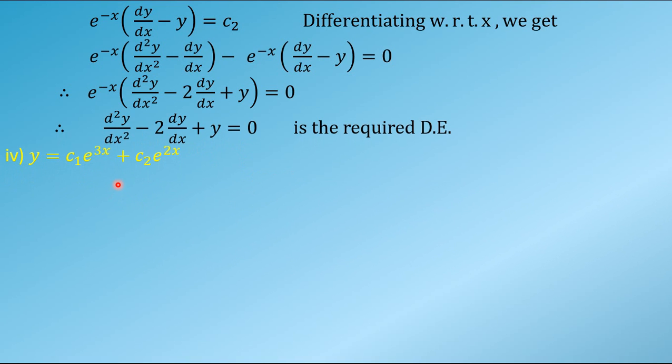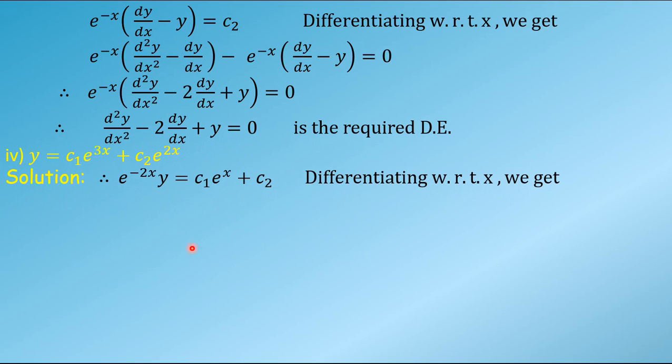The fourth example for you, c1 e raised to 3x plus c2 e raised to 2x. Now this is a different example. First we make e raised to 2x to be free, multiply on both sides by e raised to minus 2x and differentiate. Product rule is being used. You can see c1 e raised to x derivative, c1 e raised to x, c2 will become 0.